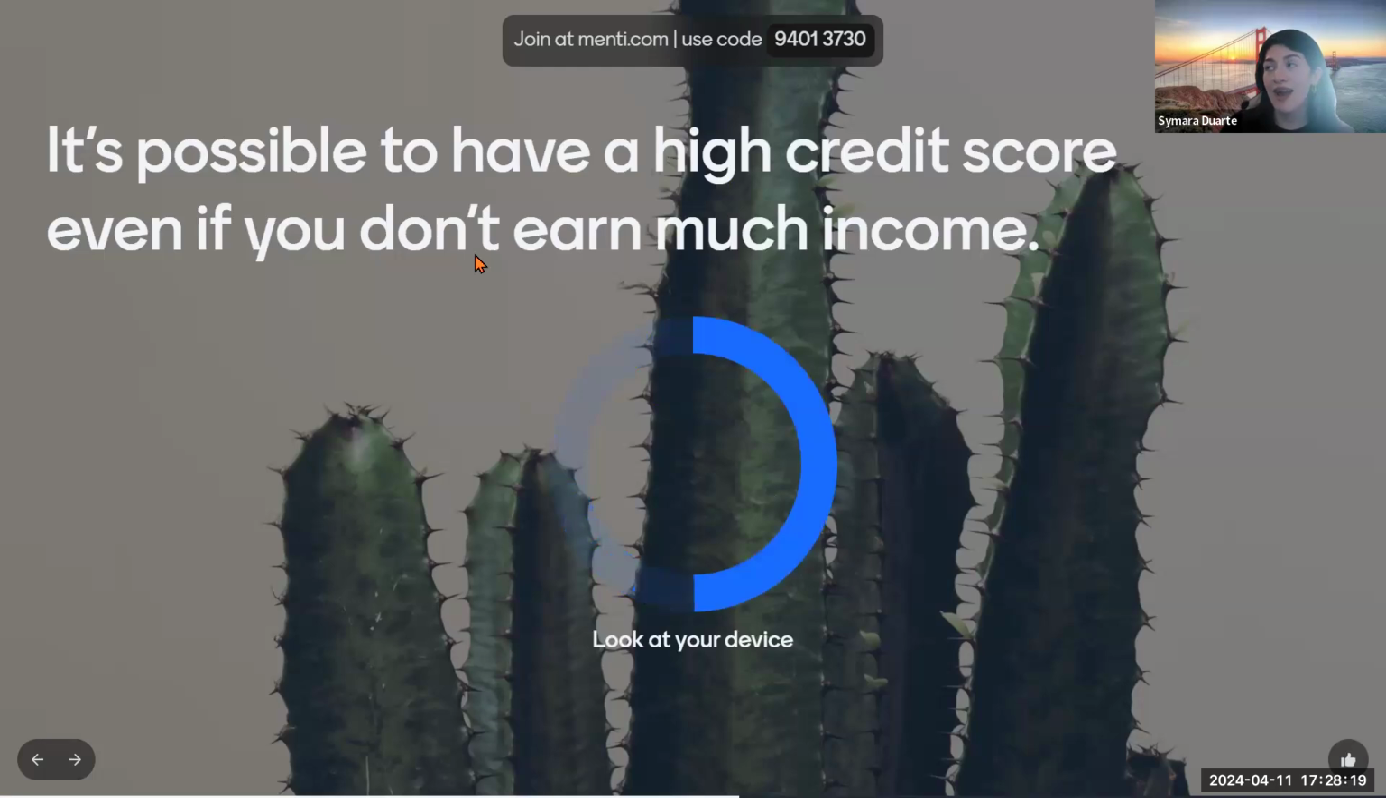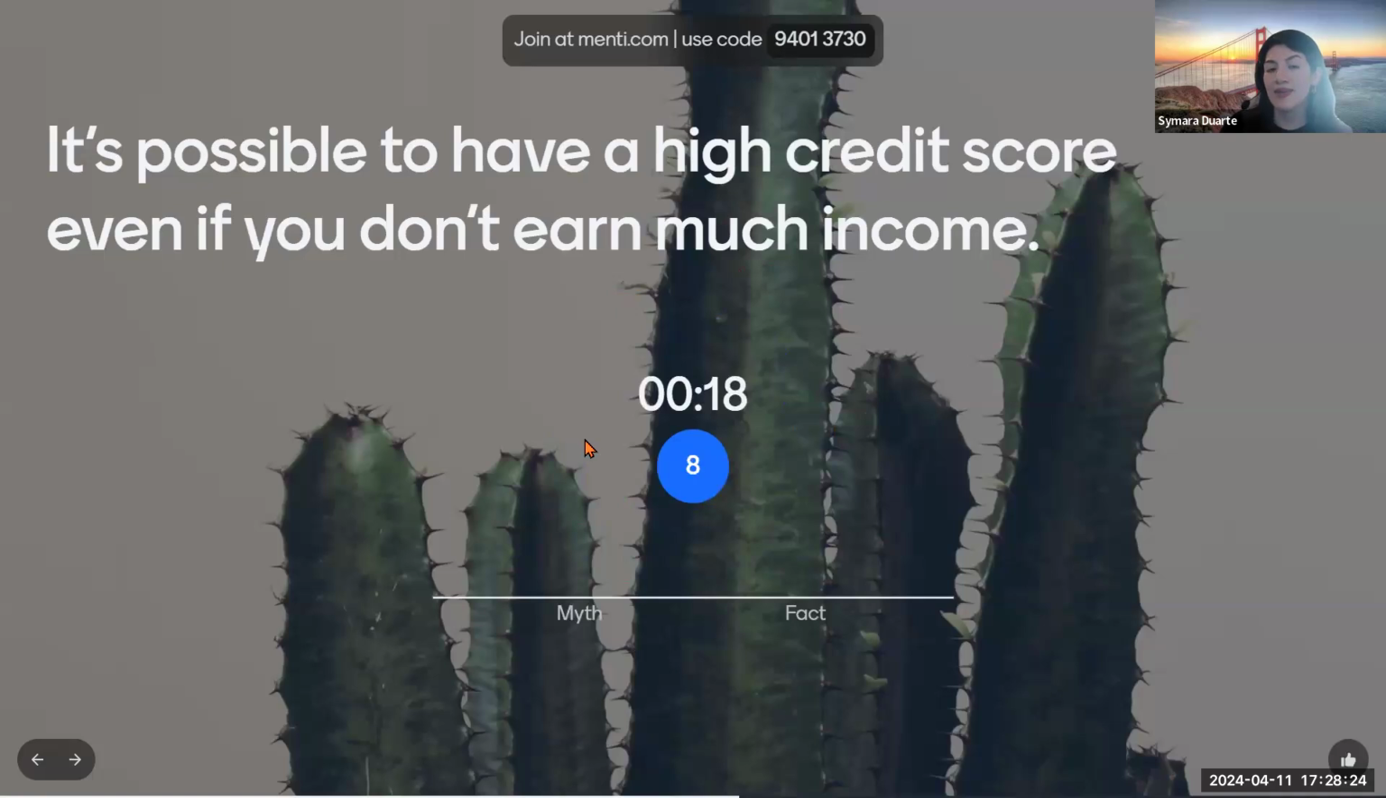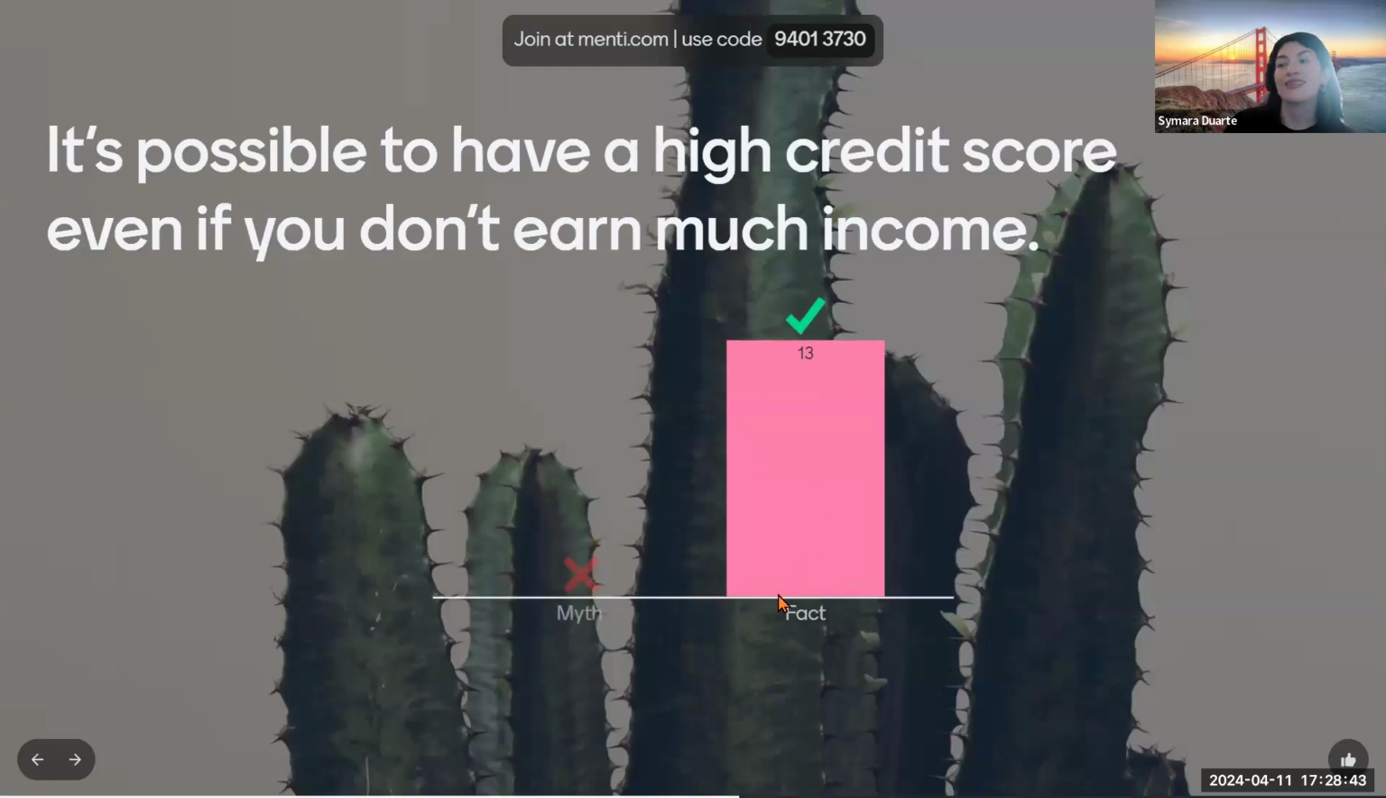It's possible to have a high credit score even if you don't earn that much income. Is this a myth or a fact? Yes, it's a fact. I think we've all heard that term: the more money you make, the more money you spend. Doesn't necessarily mean that you're a good saver or that you've been responsible with your credit.